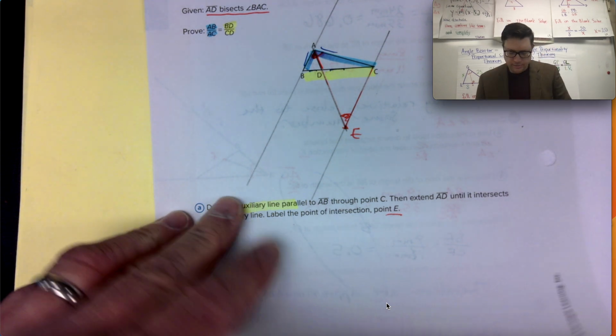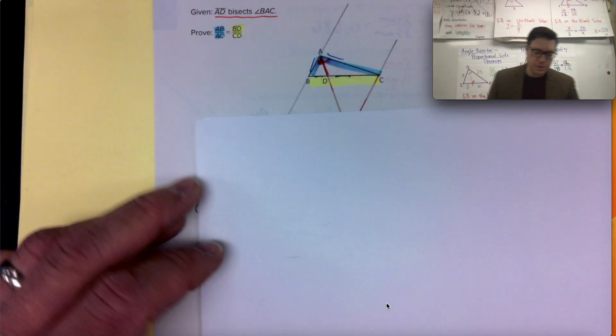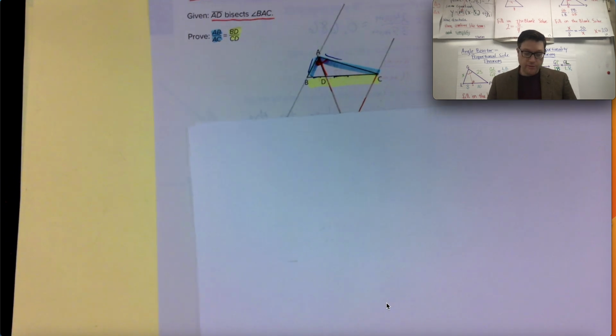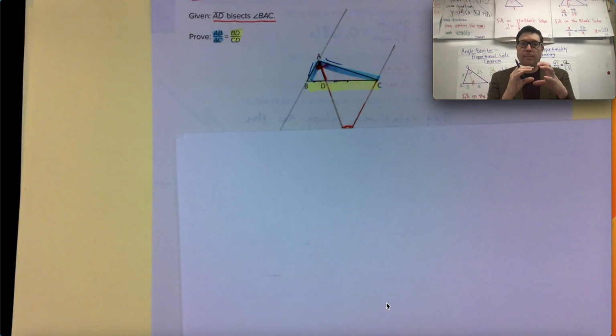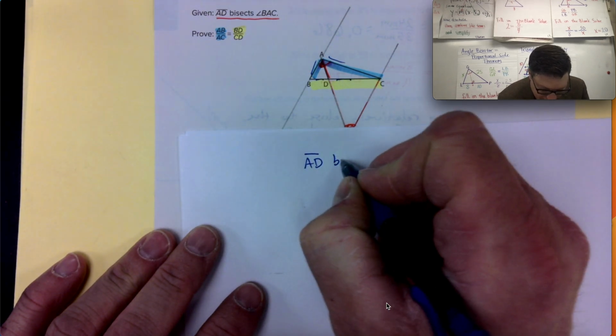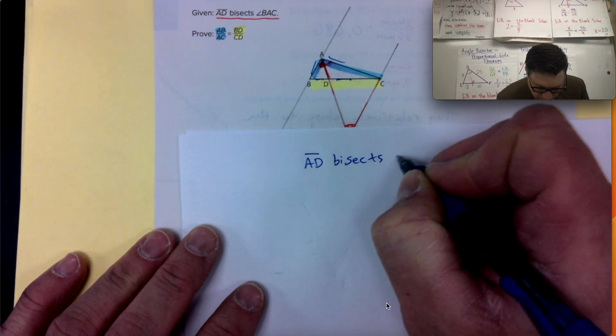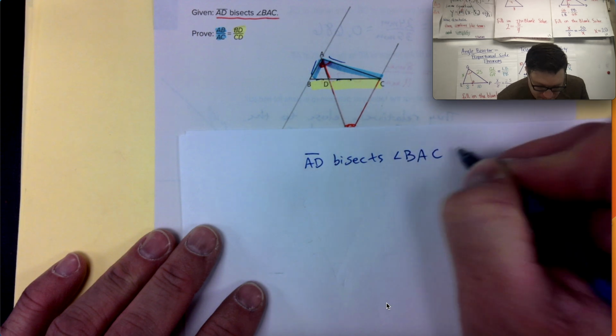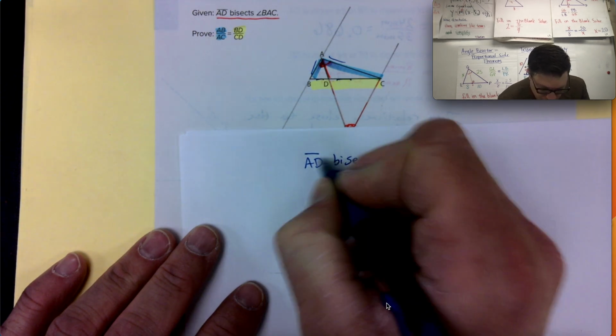Well, let's see. I'm going to bring out the scratch paper now, and we're going to do this in the form of a flow proof. In a flow proof, you start with a bubble that has the given in it. AD bisects angle BAC. That's given. Bubble it.